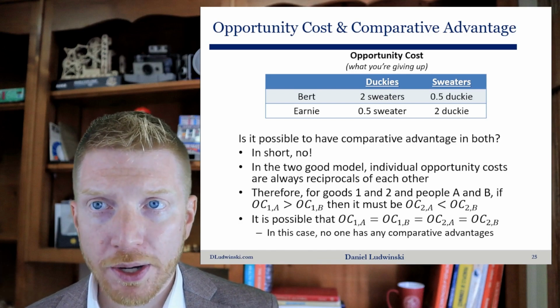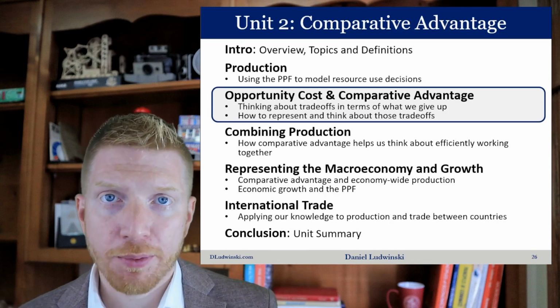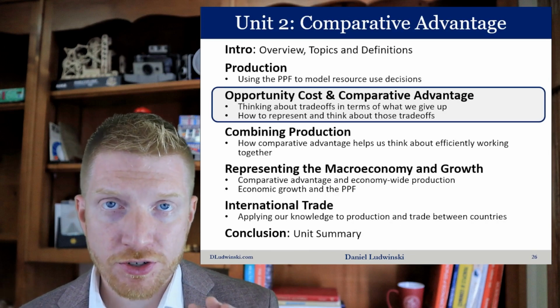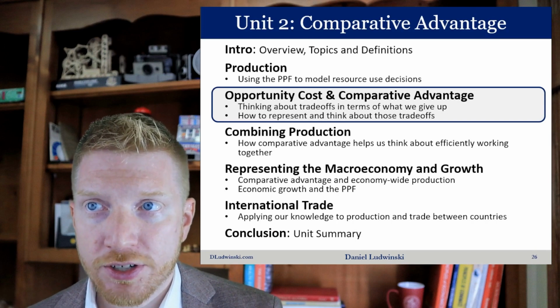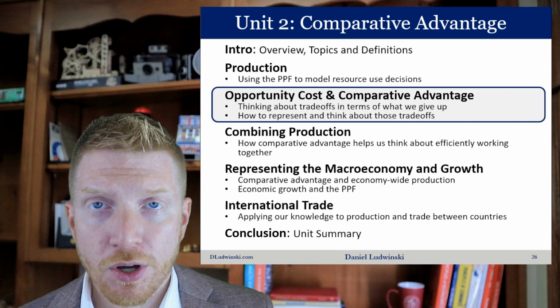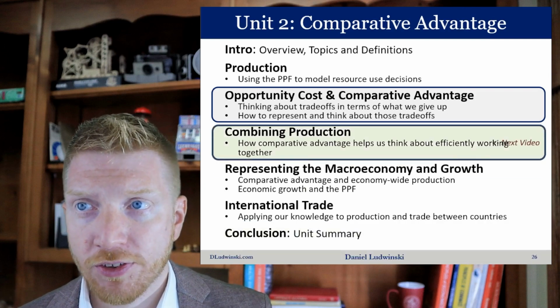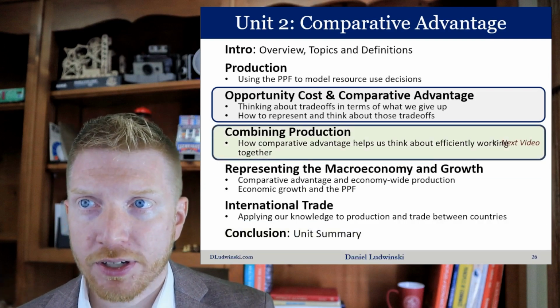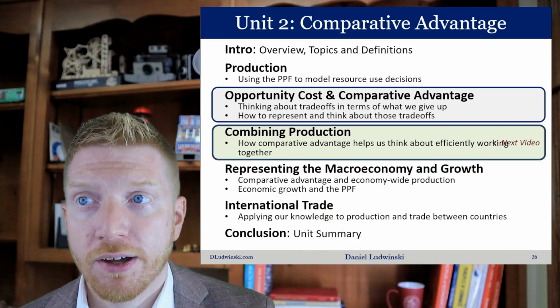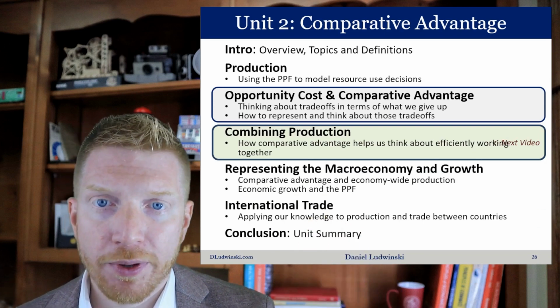So this is one method that we use to think about opportunity cost and comparative advantage. It's going to help us think about trade-offs. It's going to help us think about production. And it's a helpful way to represent those trade-offs. What we're going to do next is think about combining production, how comparative advantage helps us think about working together efficiently.